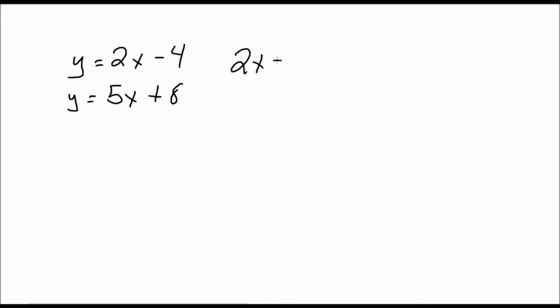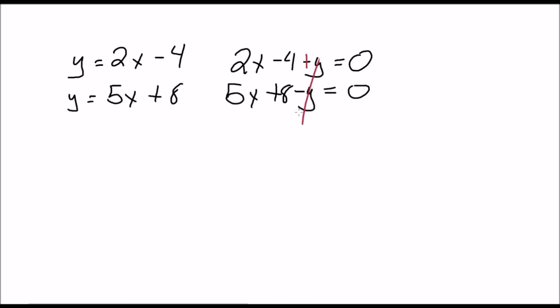So I'm going to end up with 2x minus 4 minus y is equal to 0, and 5x plus 8 minus y is equal to 0. So now we have all of our variables and constants together. We need to eliminate one of the variables so that we can solve for the other. So we have 2x and 5x. That's going to be hard because we need the coefficients to be the same so we can subtract them out. But we have a 1 in front of both of these y's, so if we can just change the sign, then they'll cancel each other out, we're good to go.